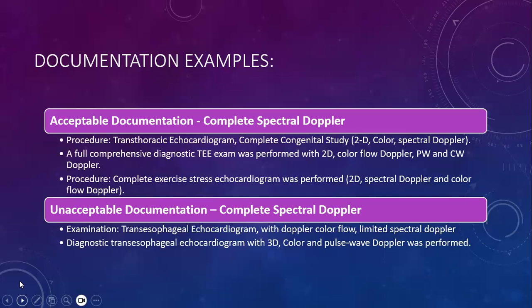Now, let's look at a couple of unacceptable documentation options. First one: examination, transesophageal echocardiogram with Doppler color flow, limited spectral Doppler. They are not giving us all the details. What was completely performed? The second one: diagnostic transesophageal echocardiogram with 3D, color, and pulsed wave Doppler was performed. Again, they did not give us everything that was done. We need a complete picture so we know what to look for in the findings.